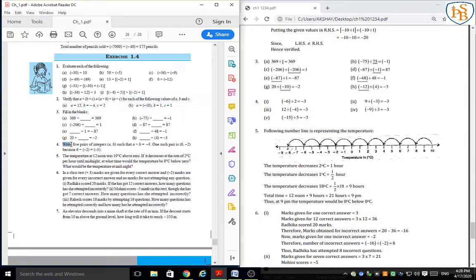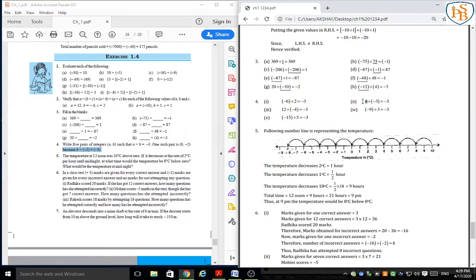Question number 4, write 5 pairs of integers a, b such that a divided by b is equal to -3. One such pair is 6 and -2, because 6 divided by -2 is equal to -3. That means we have to find the pair whose answer is 3, and give the negative sign to either integer so that we get the answer -3. So here they wrote 6 and 2 because 2 3s are 6.